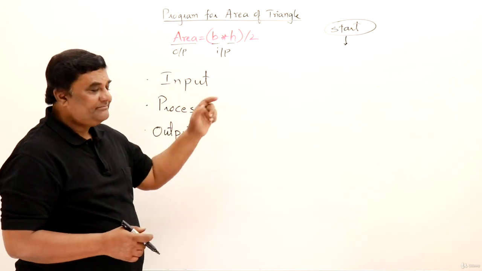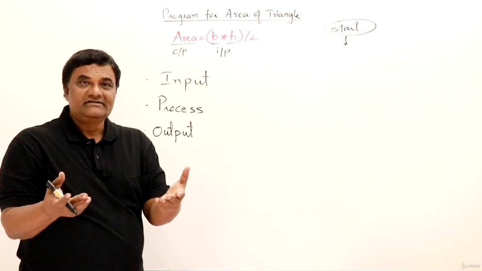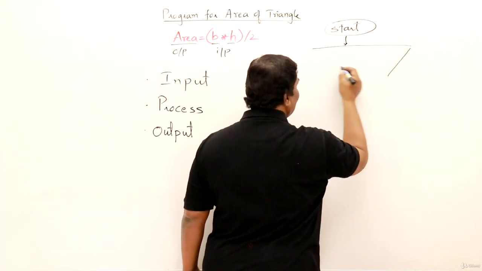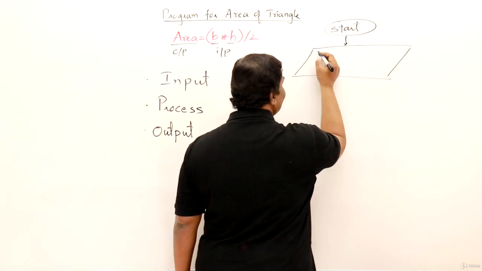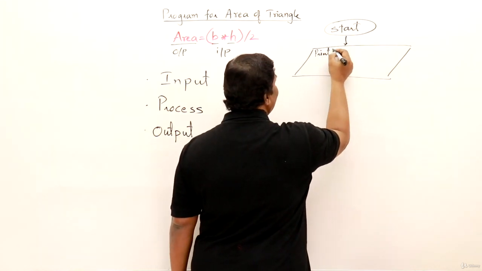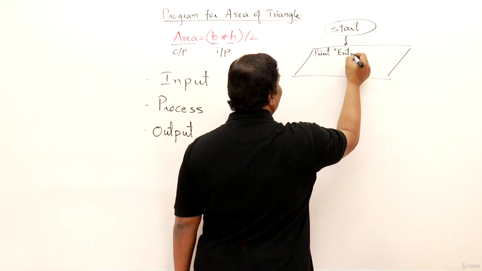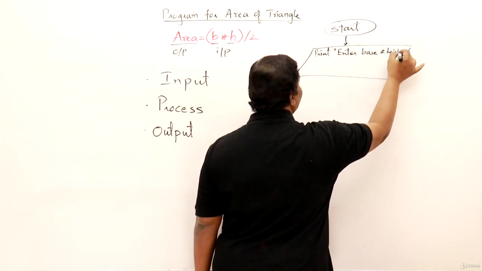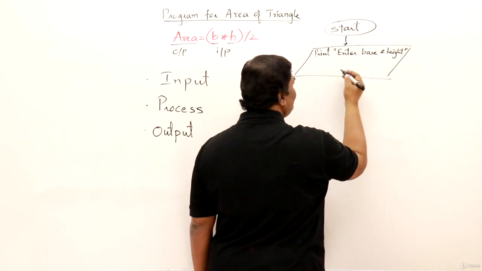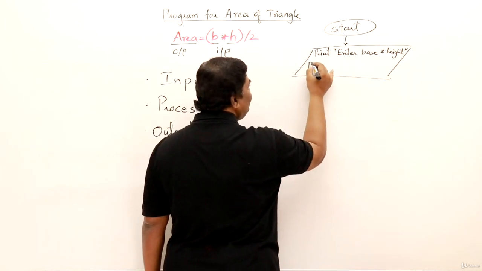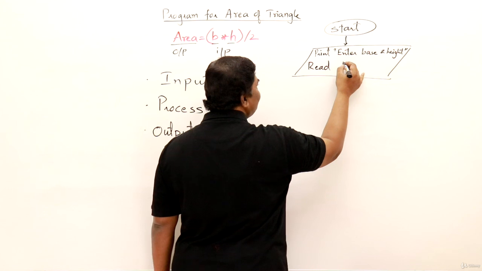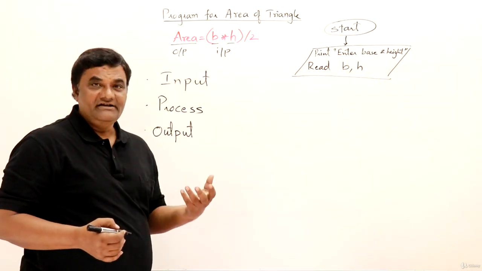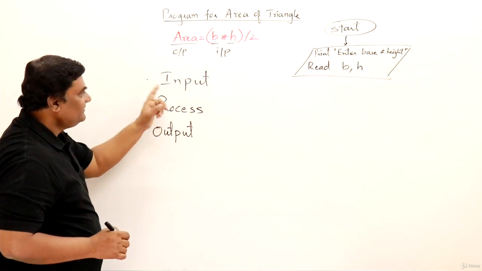So the first thing is input. First of all, I should ask, please enter base and height. That can be written using a parallelogram, the input and output box. So here I will write a print message, enter base and height. This is the message. It is just like I am asking you to please give me base and height. Then when you give me, I will take them in variables, that is B and H. Whatever two values you give, I will read them. So this is input. Input is over.